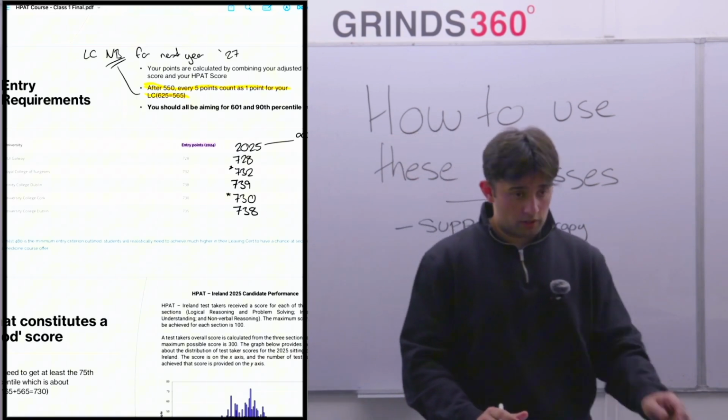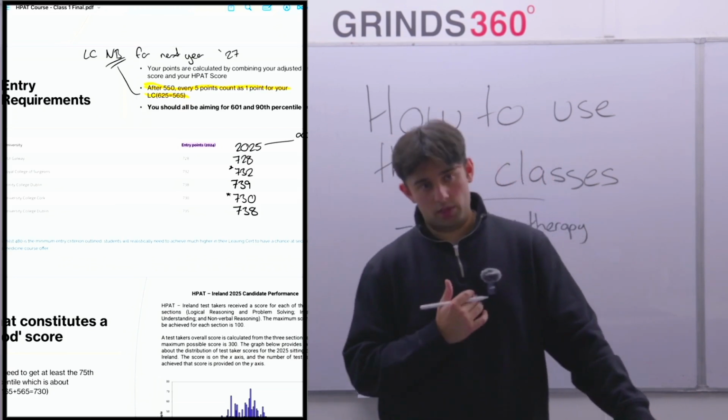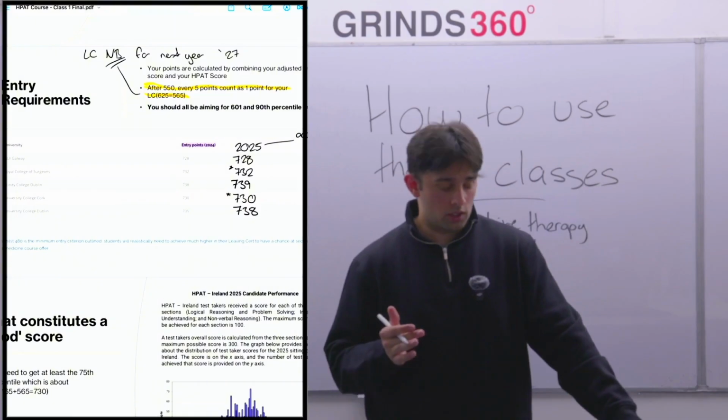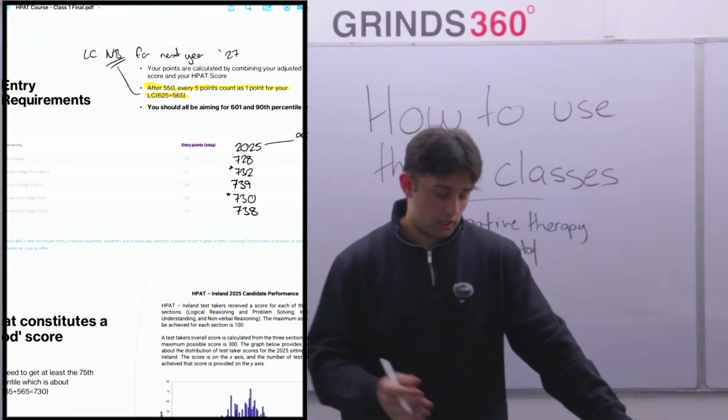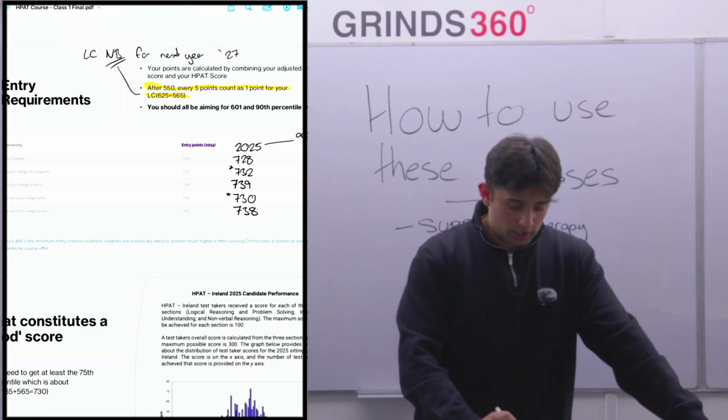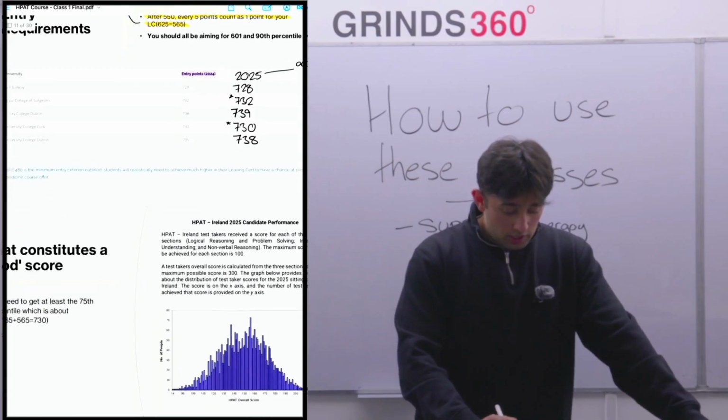It's much easier to do better, i.e. it's much easier in my opinion to go from like 570 to 601 than it is to go from the 82nd to the 90th percentile. And the reasons for that we've already spoken about.